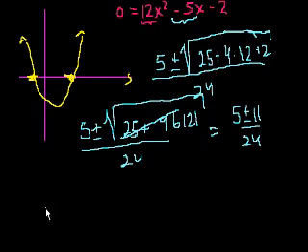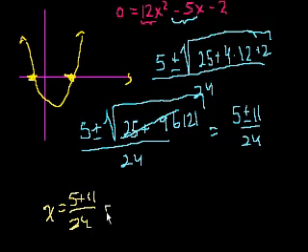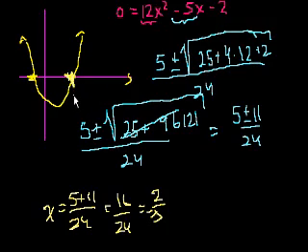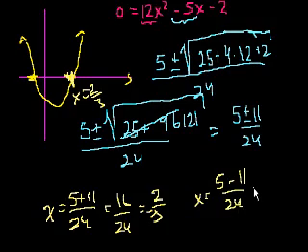So let's see. If x is equal to 5 plus 11 over 24, that is equal to 16 over 24, which is equal to 2/3. That's one potential intercept. So maybe that's right here, right? That's x is equal to 2/3, and y is equal to 0. And the other value is x is equal to 5 minus 11 over 24. And that's minus 6 over 24, which is equal to minus 1/4. Which could be this point.